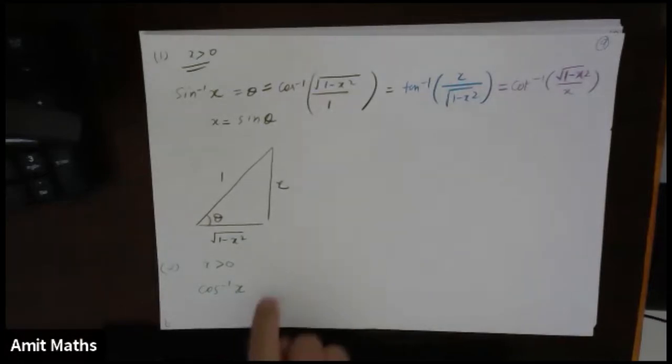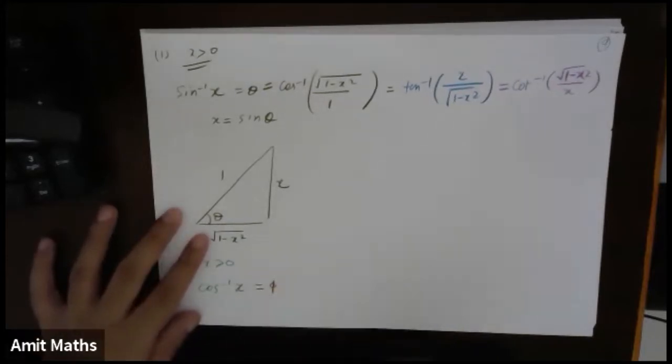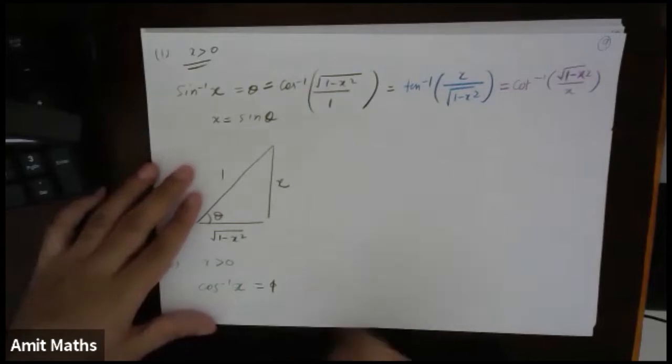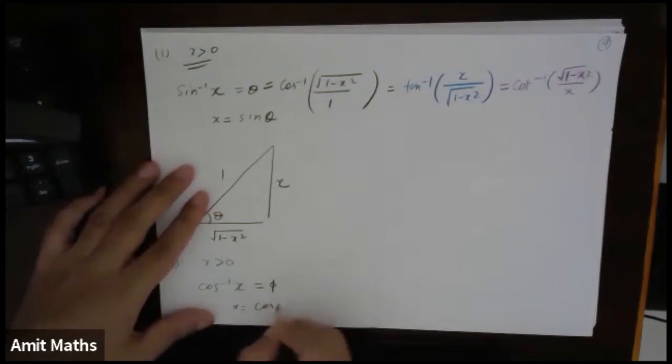Okay, so let's look at this one. Suppose in this case I'm taking the angle as phi. So again I can write x is equals to cos of phi. So this will become x is equals to cos of phi.